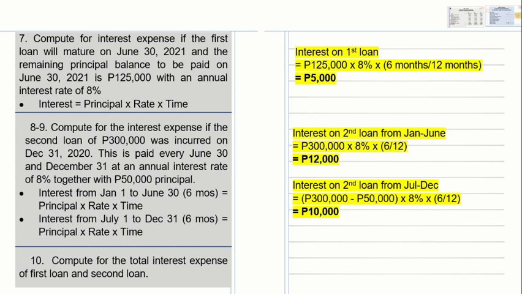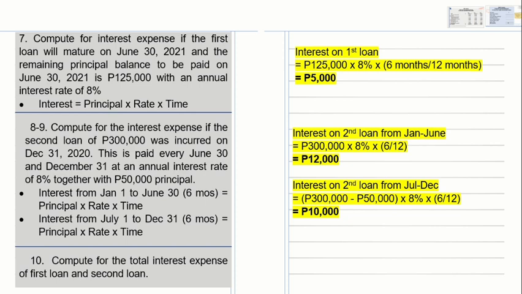So, January to June, ang balance sa atong loan is 300,000. So, 300,000 ang atong base times 8% na interest rate, then times 6 months divided by 12 months. So, we have 12,000 ang atong interest from January to June before ta mo bayad sa first principal na 50,000.